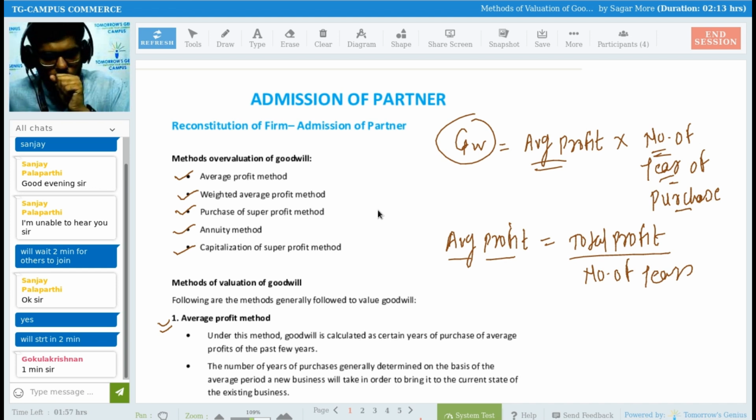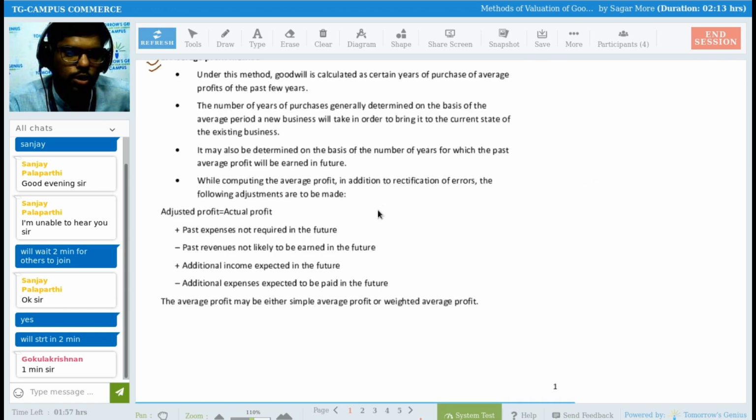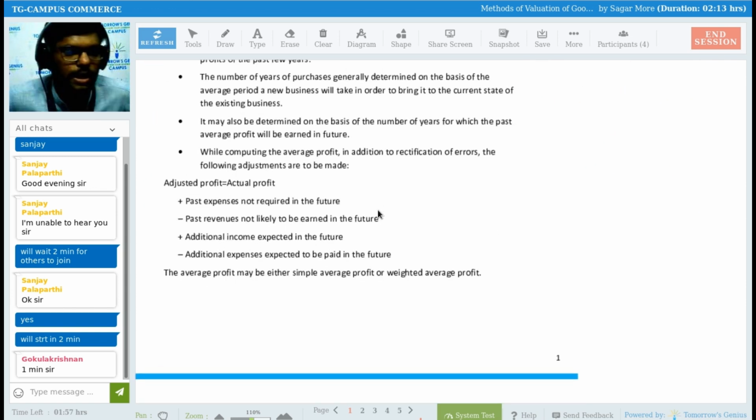Similarly, if there is a saving of some expenses in the future, we have to add that. For example, Sanjay, the business that you are running today, you are running from rental premises. The premises of your business are on a rental basis, right? You are paying 50,000 rupees of rent today. And you are saying, sir, I am planning to have my own land or own building for the business. It means you are not going to pay rent in future, right?